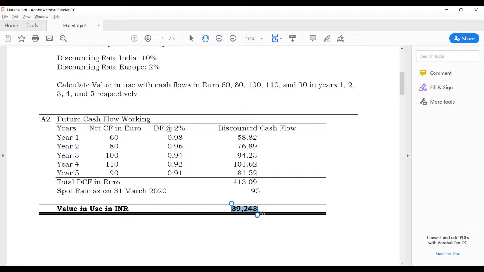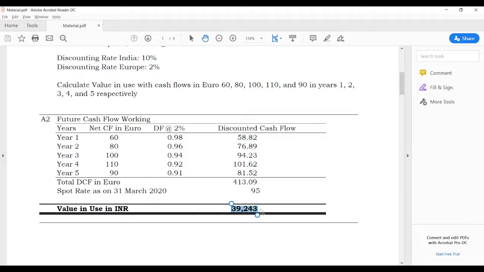Now, most of the people may follow a different approach, like first converting the cash flows into INR and then applying the Indian discount rate. That approach is wrong. That approach is not viable. Why? Reason: there is a risk attached to an asset. There is a discounting rate attached to an asset. So if we change the discounting rate attached to that asset, the answer will not be the same. Today I'm discounting at the rate of 2% because the asset is lying in the 2% risk environment, not in the 10% risk environment. So if I discount at 10%, the amount will be different. The value in use will be different, and that will be the wrong value.